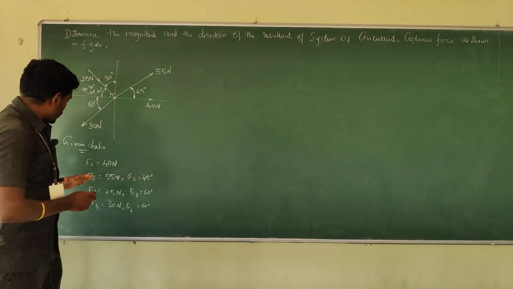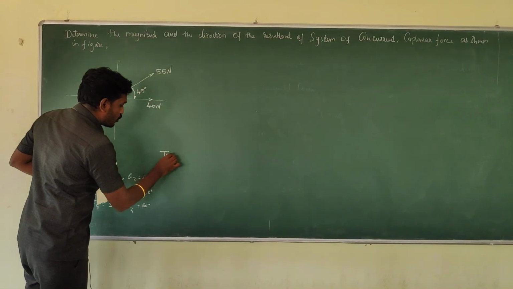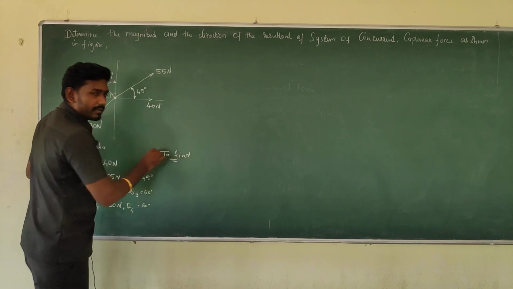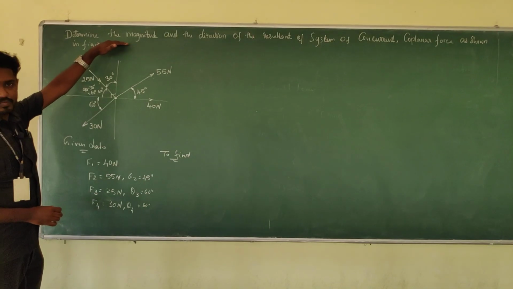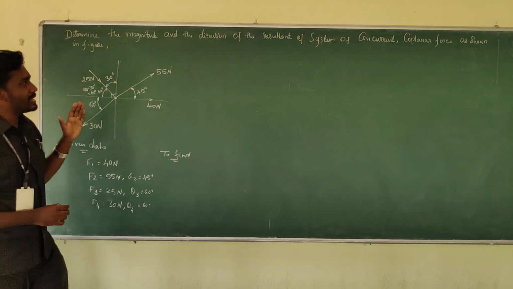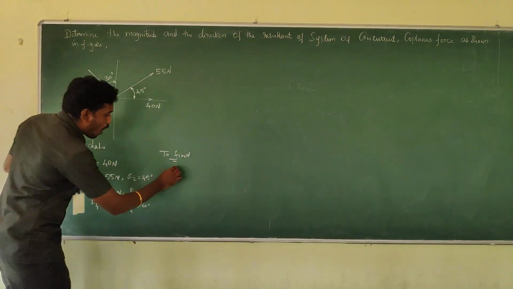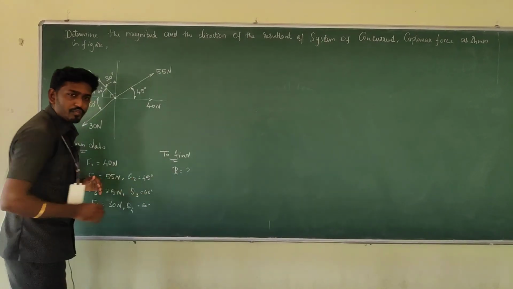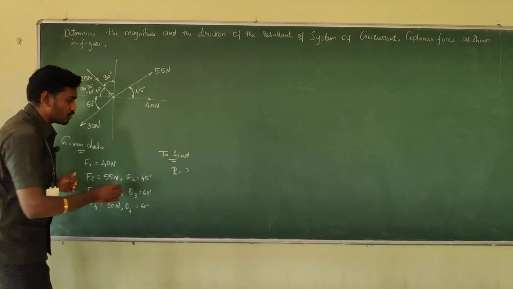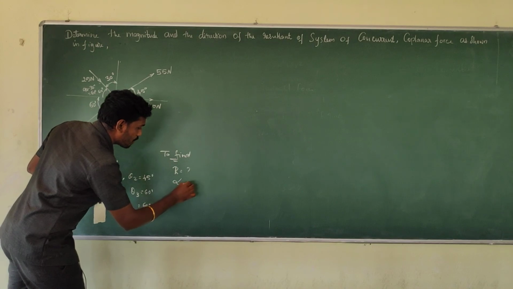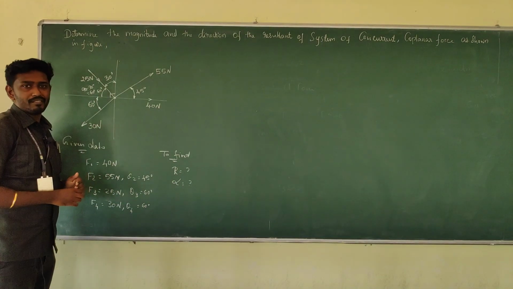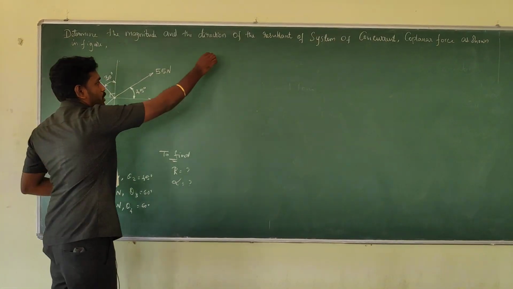Okay, fine. What needs to be found? In the first line of the question it is mentioned, determine the magnitude and direction of the resultant force, right? So we need to find the resultant force, as well as the direction. That means the inclination alpha we need to find. Just get into the solution.